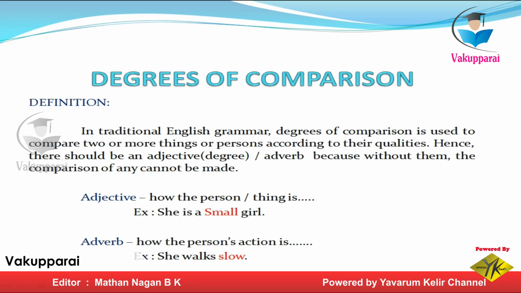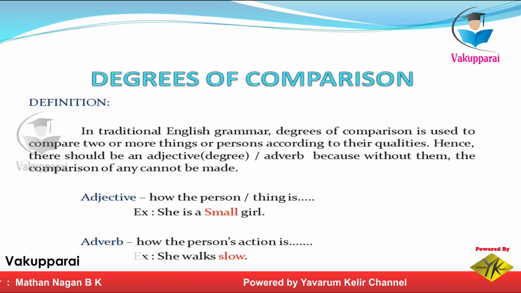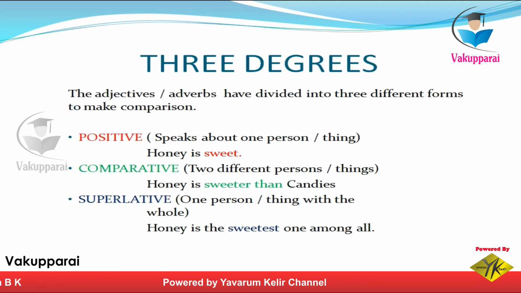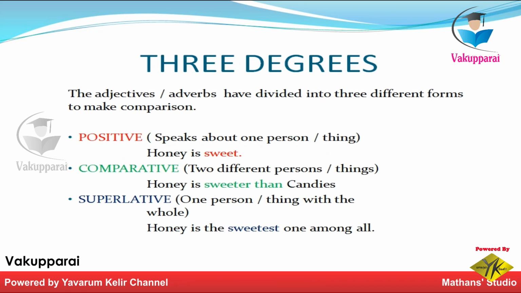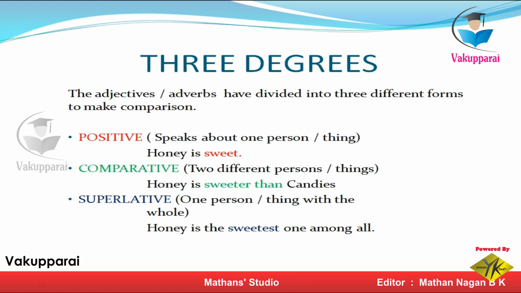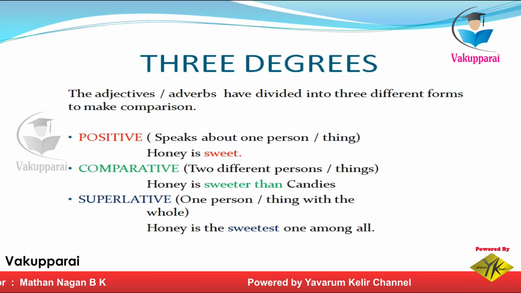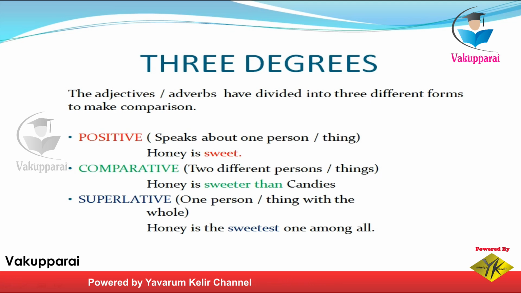So by these qualities alone, we can make comparison. So there are 3 degrees. The adjectives and adverbs are divided into 3 different forms to make comparison. So the 3 degrees are positive degree, comparative degree, and superlative degree. So positive degree speaks about one person or thing. For example, she is tall, the table is heavy, he presents neatly.